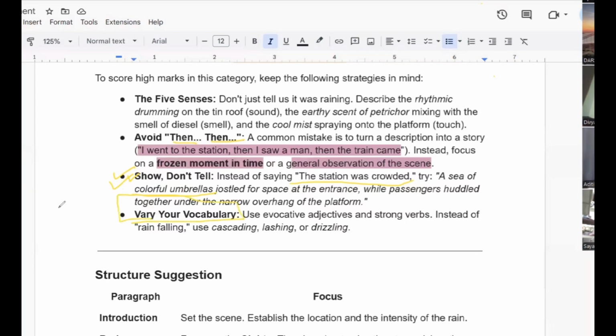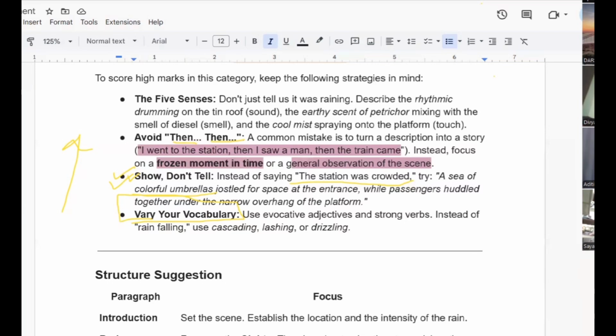Try to vary your vocabulary. Very important. In order to upgrade your description essay, we need to change the vocabulary. We need to change the adjectives and use very strong verbs instead of just saying the rain is falling. No, try using different verbs. Cascading, lashing, drizzling.